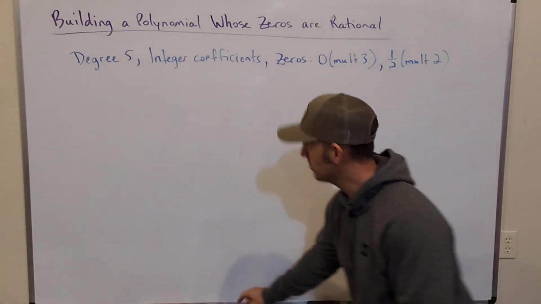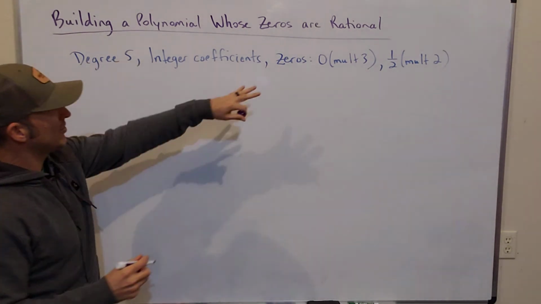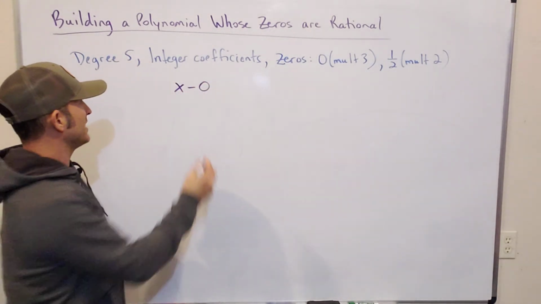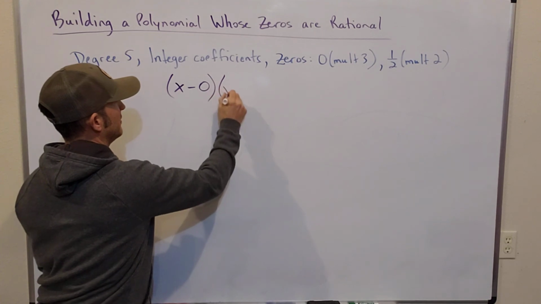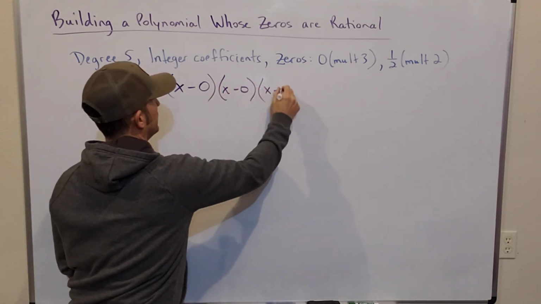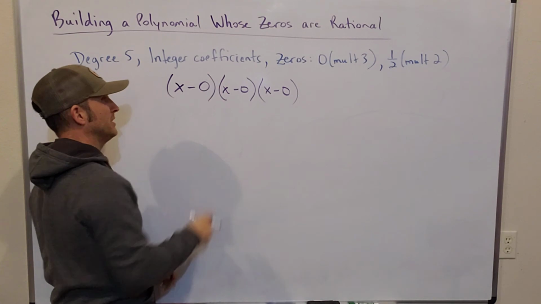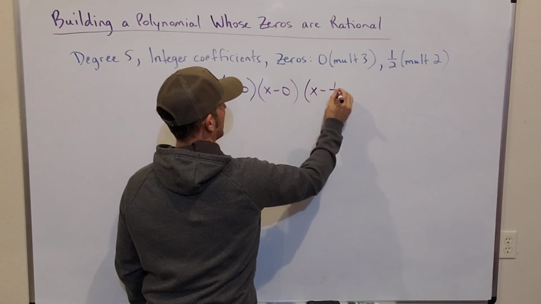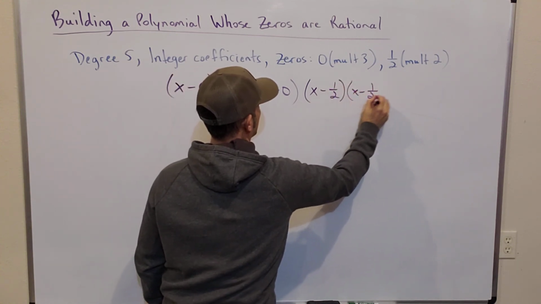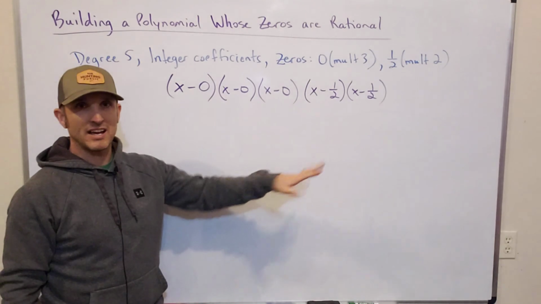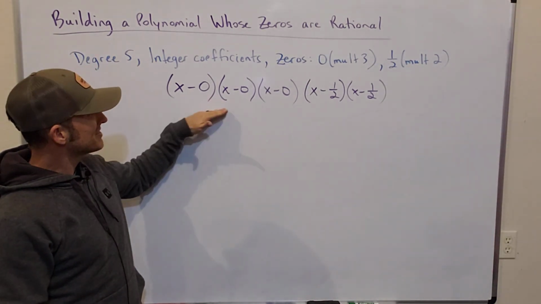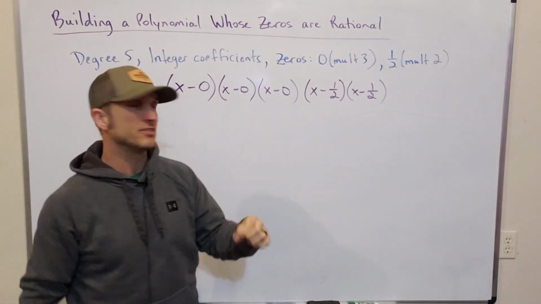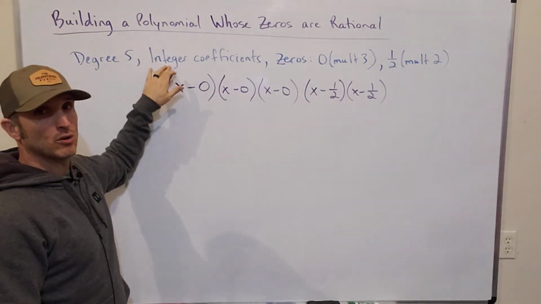So if we were to set this up, we're going to build it now as 0 turns into a factor of x minus 0, and that has a multiplicity of 3. You could put an exponent of 3 on this and not copy it 3 times if you like. And then we have x minus 1/2 2 times. Okay? And we have to multiply all of this out. Now, you can see that if you multiplied this out because of these 1/2s, you're going to have some fractional coefficients. And we're not allowed to. We have to have integer coefficients.